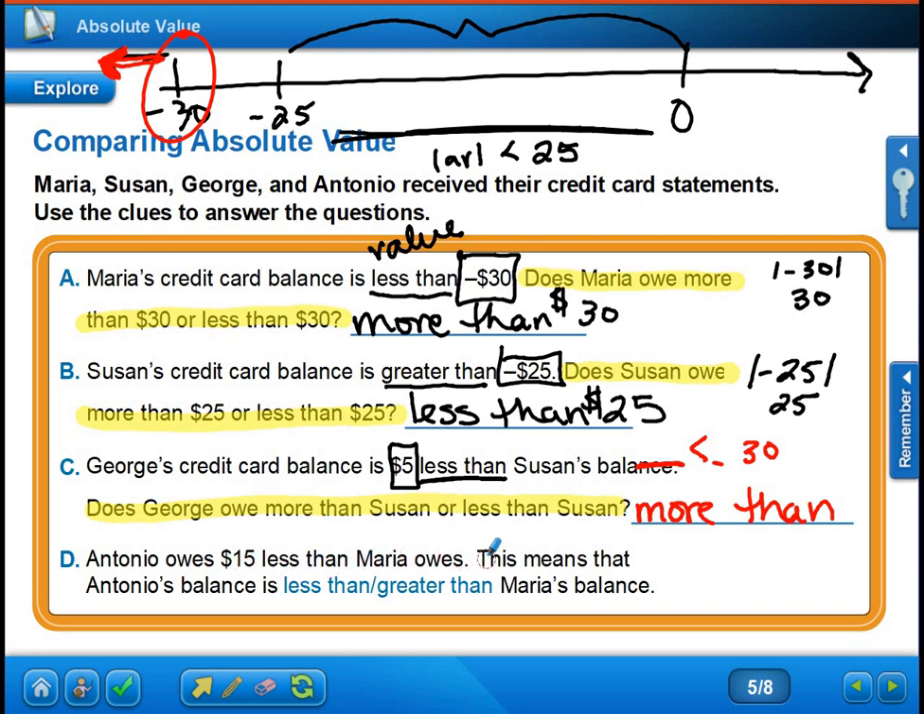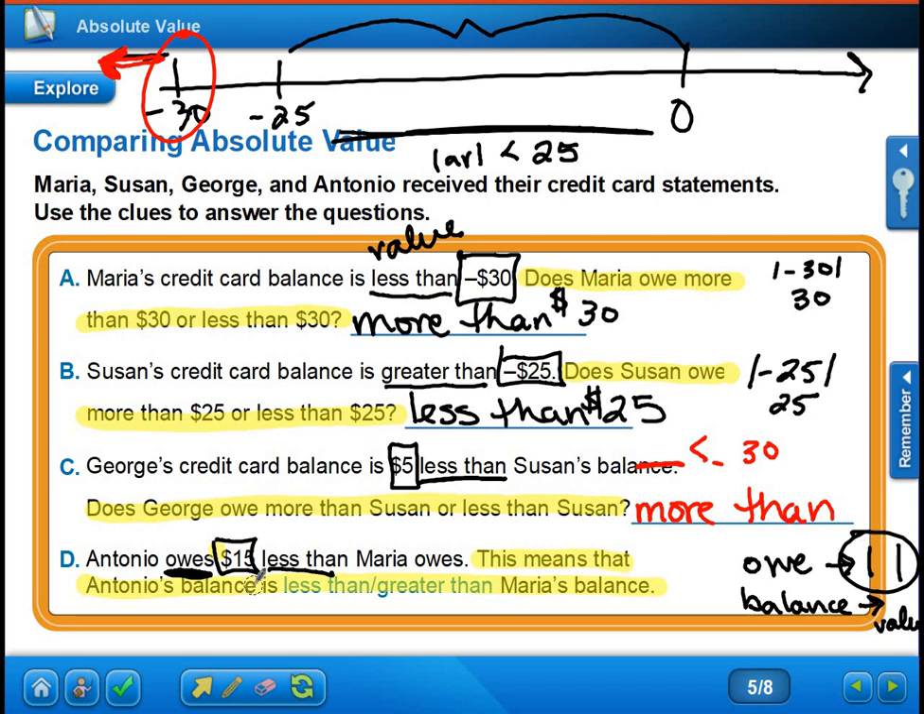owes 15 less than Maria owes. This means that Antonio's balance is less than or greater than Maria's balance. The important word here is that he owes 15 less than. So what they owe has been that absolute value. Their balance has been the value itself. So the absolute value has to be less than what Maria owes. Therefore, Antonio's balance is larger than Maria's balance.